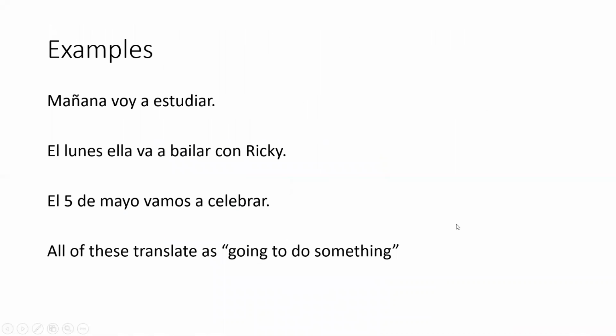So here's some more examples. Mañana voy a estudiar. Tomorrow I am going to study. El lunes ella va a bailar con Ricky. Monday she is going to dance with Ricky. El 5 de mayo vamos a celebrar. On May 5th, we're going to celebrate. All of these translate as going to do something.